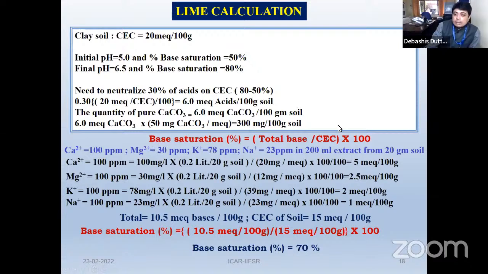And this is the base saturation. Base saturation actually indicates the nutrient holding capacity of the soils, and base saturation should be in the higher range, through which we can hold the plant nutrients in the soils and gradually release them into the soil water solution, from where the plant can take up nutrients gradually to meet their requirement.